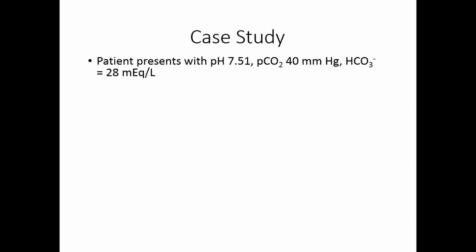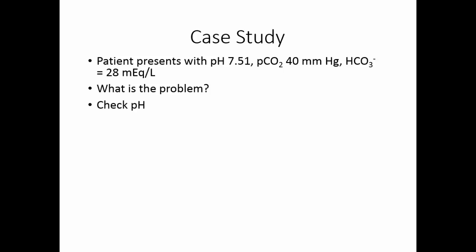So let's see how this works. See if we can diagnose a patient. You have a patient that has a blood pH of 7.51, a PCO2 of 40 millimeters of mercury, and a bicarbonate of 28 milliequivalents per liter. It's important that you know the normal values for pH, PCO2, and bicarbonate in order to be able to solve this kind of problem. So the first thing we have to do is, what is the problem?